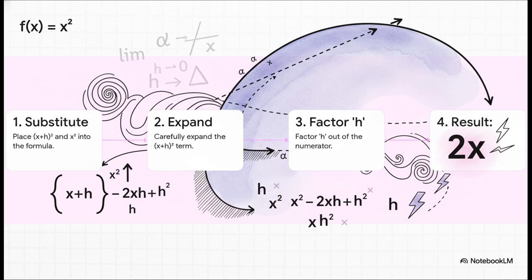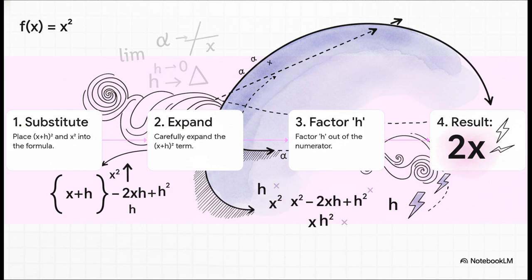Now here comes the most crucial step. You have to carefully expand x plus h squared, which gives you x squared plus 2xh plus h squared. The x squared terms cancel out, which is great. Then we can factor an h out of what's left on top and cancel it with the h on the bottom. We're left with 2x plus h. Finally, we let h go to 0, and that little h just vanishes, leaving us with 2x.